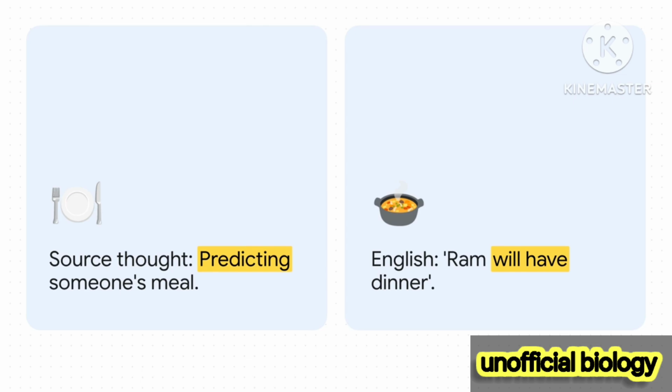So, let's say we predict Ram's meal later tonight. We apply that simple future rule to get Ram will have dinner. And actually, here's a fantastic real-world tip. Notice how we say will have dinner instead of will eat dinner. While eat definitely isn't wrong, using have is just a much more natural, native-sounding substitute when you're talking about having meals like breakfast, lunch, or dinner.